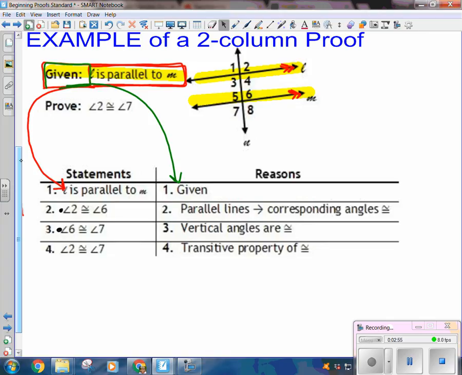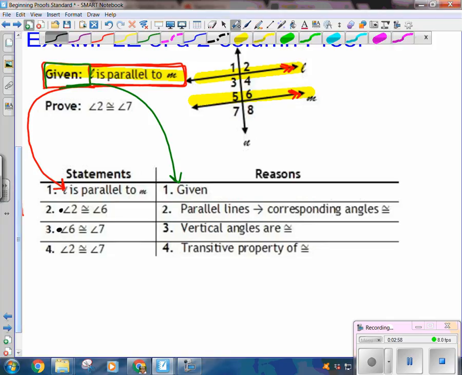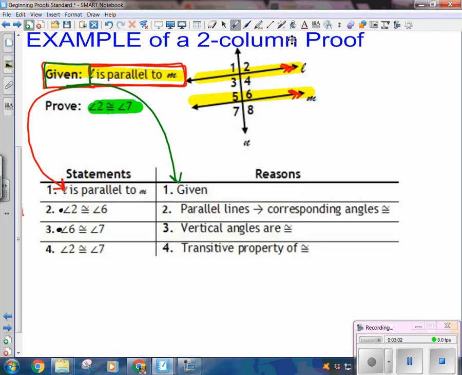But look at the very last part. This is all I want you to pay attention to. I want you to notice that my prove statement says angle 2 is congruent to angle 7. Notice what is the very last line in the proof. The very last line is what they told me to prove from the very beginning. So whatever it says in your prove statement, that's what's going to go at the very end. So you do want to make sure that you start with what's given and you end with what I'm trying to prove. Okay, start with what's given, end with what you're trying to prove.